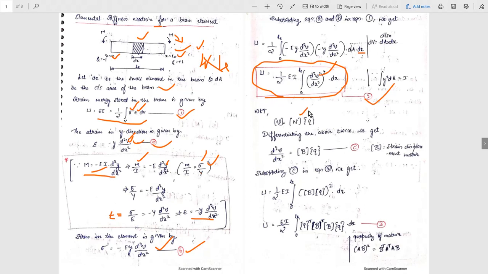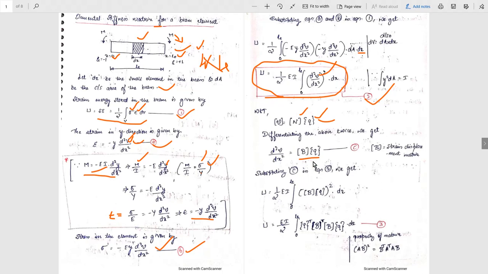Where N is the shape function matrix and q is the displacement matrix. When you differentiate this equation with respect to x twice, this is what you get, B into q. Here B is called the strain displacement matrix. Similarly, we had a strain displacement matrix for a 1D bar element, which is nothing but 1 upon Le times minus 1, 1. These equations we have used while solving the problems as well. We'll see what exactly B is in the next slide.